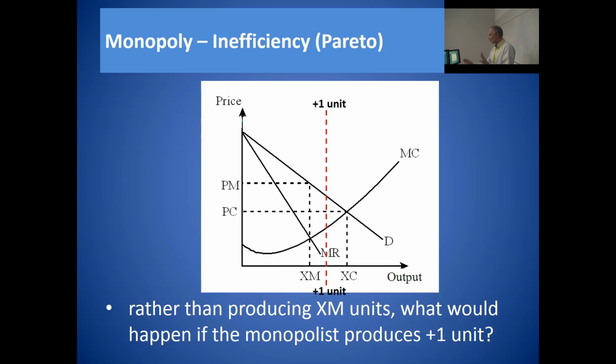Left to its own devices, the monopolist will produce XM. Well, now, what I'm saying, what would happen if it produces just one extra unit? And that's what I want you to think about. So that one extra unit that's produced, what can we say about the monopolist? What can we say about consumers?